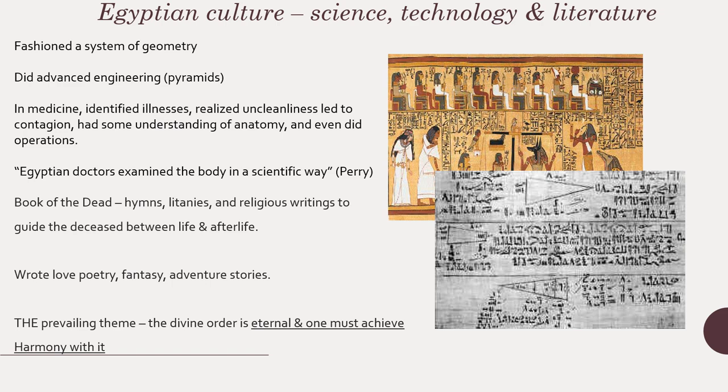As far as Egyptian culture is concerned, science, technology, literature, some rather remarkable advances here as well. I'll just read these. They fashioned a system of geometry, so they're already pushing forward with advanced mathematics for the day. They did advanced engineering, as we already saw, pyramids, other such structures. In medicine, they identified illnesses correctly, much of the time anyway, and realized that uncleanliness led to contagion. They didn't know why, but they put 2 and 2 together and knew that it did. They had some understanding of human anatomy. They even did operations. That part does sound scary.